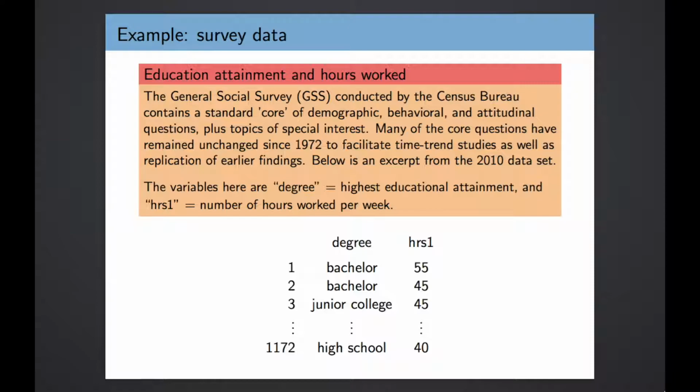We're going to be looking in particular at an excerpt from the Social Survey in 2010. We're going to be looking at people's level of educational attainment and how many hours per week they work. So the degree variable is a categorical variable that measures what people's highest level of educational attainment is. So all the way from really high educational attainment, like getting a graduate degree, to people's level of educational attainment being lower than a high school degree.